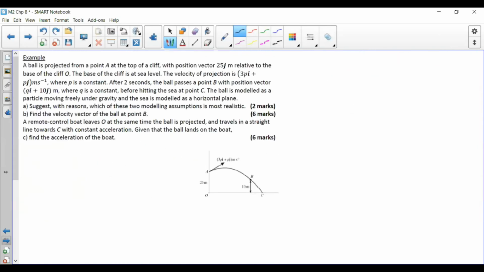Okay, next example. A ball is projected from a point A at the top of a cliff with position vector 25j meters relative to the base of the cliff. Pause the video now, have a read through the question, and then we'll go through part A together.